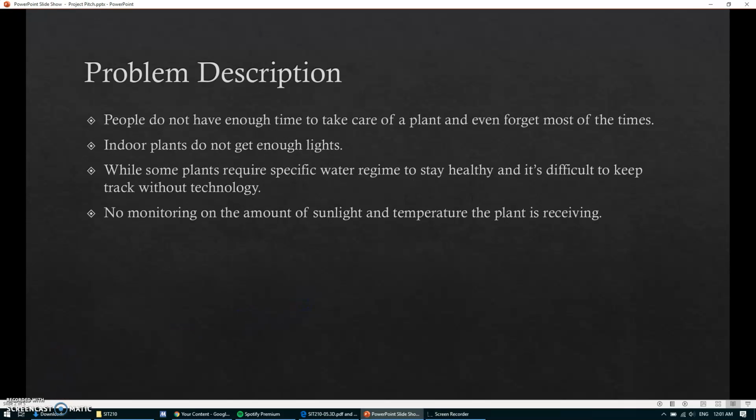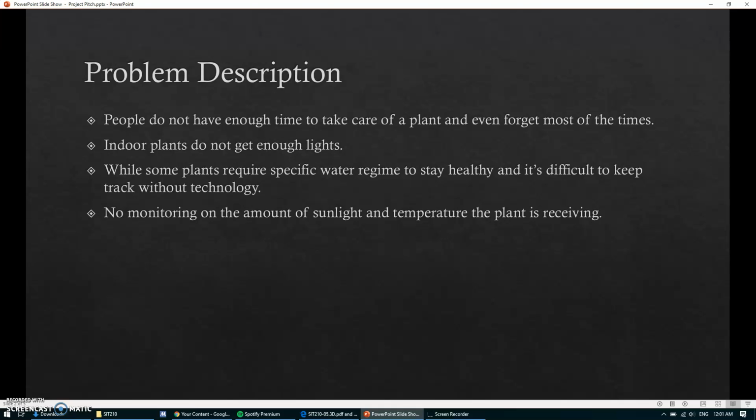The problem description. Nowadays a lot of people do not have time to take care of their plants. They prefer to do something else. There are also people who even forget that they have a plant to take care of. There are a lot of indoor plants that do not get enough sunlight nowadays. They get ignored inside their houses.